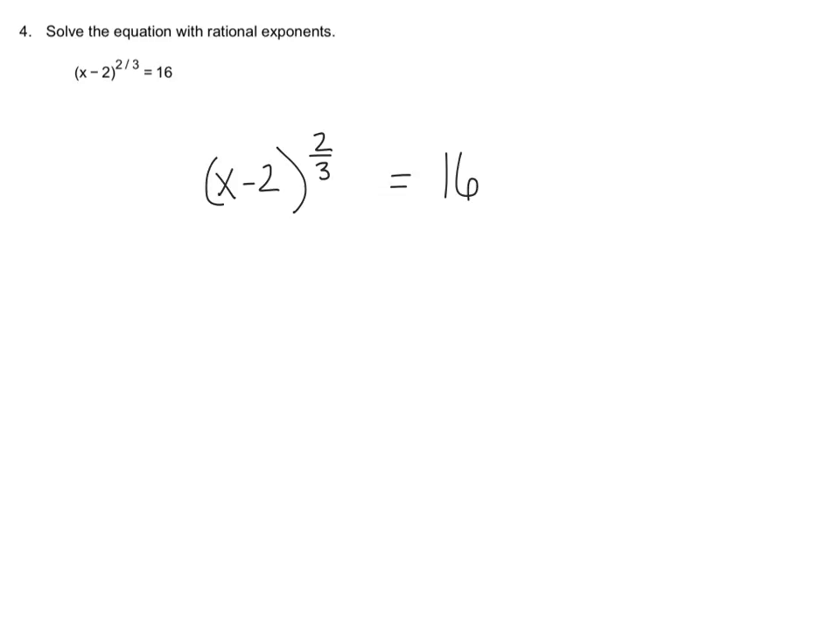First, we want to eliminate the exponent of 2/3 on the left side of the equation. In order to do this, we're going to raise both sides to the reciprocal of the exponent. So I'll raise both sides to 3/2.